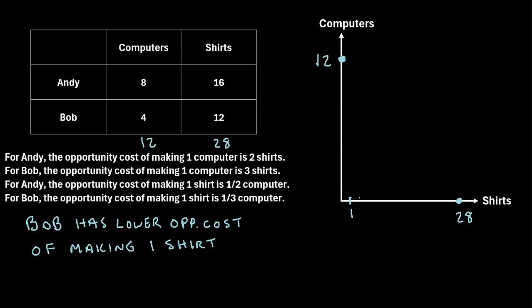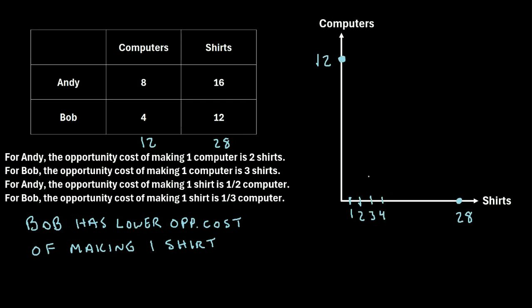And then if we ask ourselves again, okay, what if we make 2 shirts between these two individuals? Who should make this second shirt? Well, again, it should be the individual who has the lower opportunity cost, which is still Bob. And we can repeat this question over and over again. So who should make the 3rd shirt? Who should make the 4th shirt?